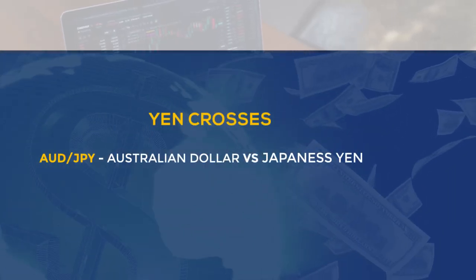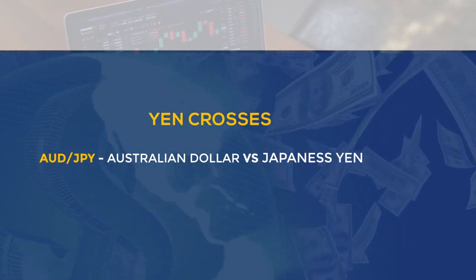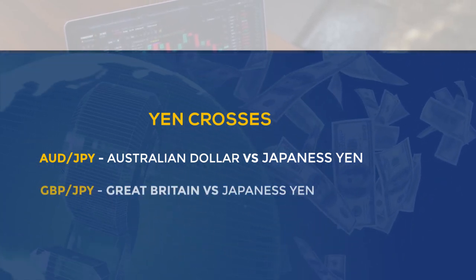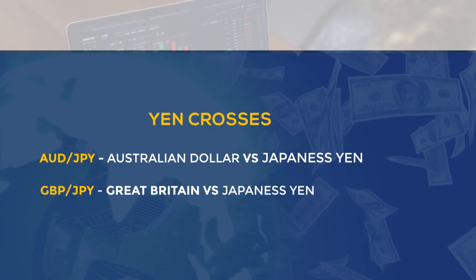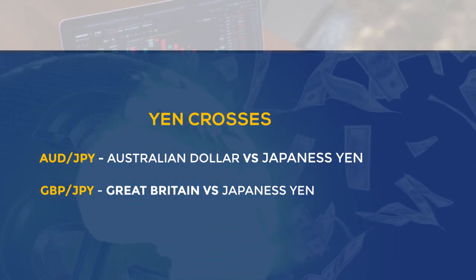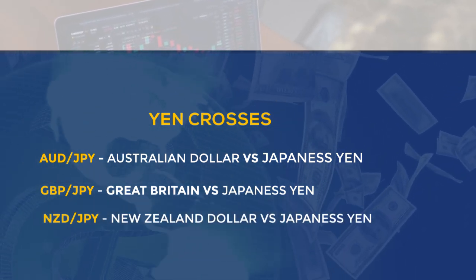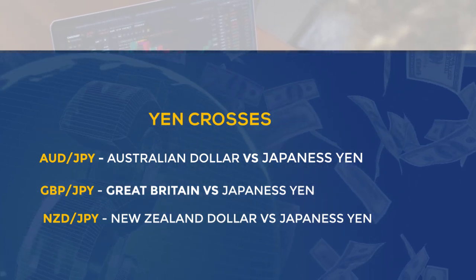Coming under the yen crosses, these are yen pairs excluding the USD, which are AUD JPY, the Australian dollar versus the Japanese yen. Then we have GBP JPY, the Great Britain pound versus the Japanese yen. And we also have NZD JPY, the New Zealand dollar versus the Japanese yen. Remember, we said under the cross currencies we are excluding the USD. So in all these, USD is not part of it. That is why every categorization under the cross currencies excludes the USD.